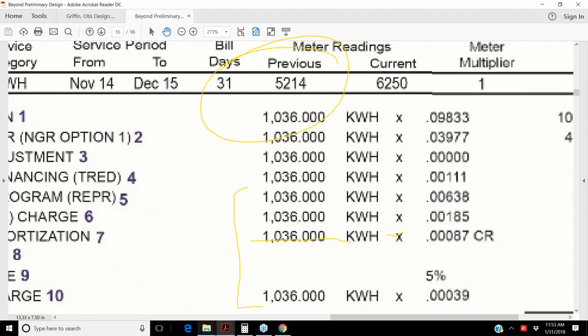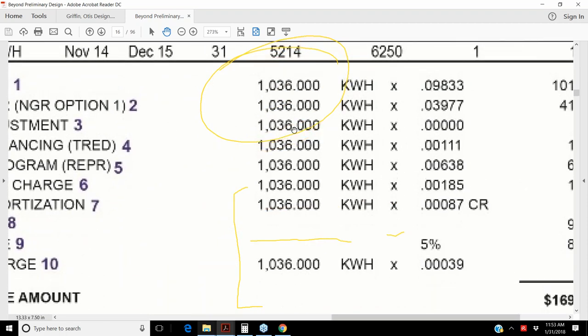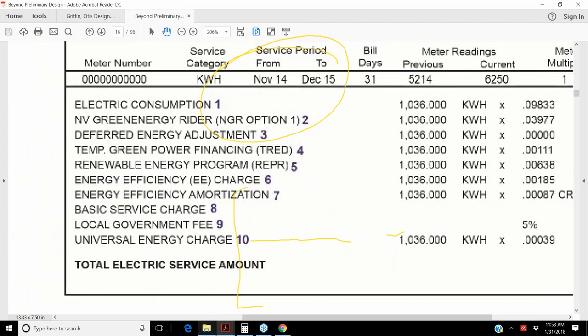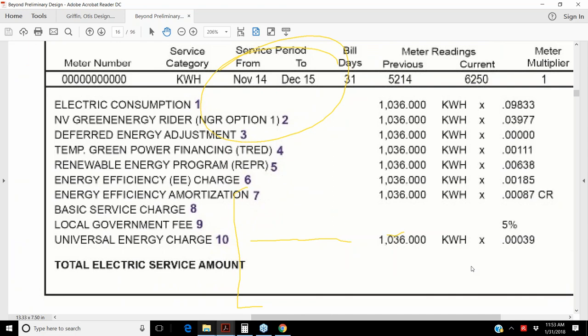There we go. So the customer has consumed 1,036 kilowatt hours of electricity, and then that electricity was sold to them at about 10 cents a kilowatt hour. And then on the next line, you see the green energy rider, and for every kilowatt hour that they've consumed, the utility is tracking on a 4 cent premium to the bill. And so this customer is being sold a 100% green energy plan at a 4 cent premium. And for whatever reason, they've decided that's what they want to do.